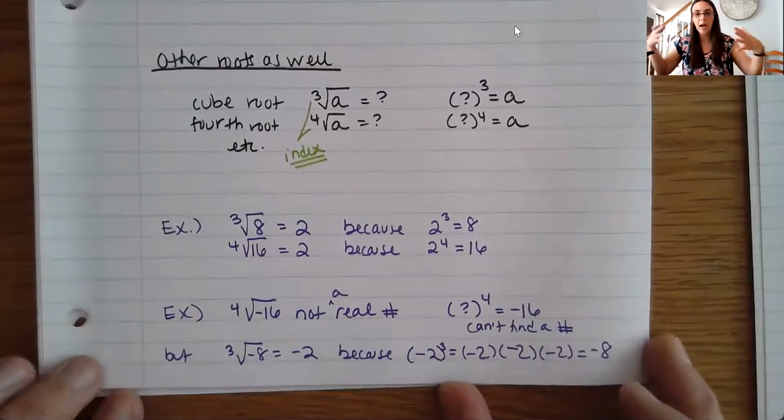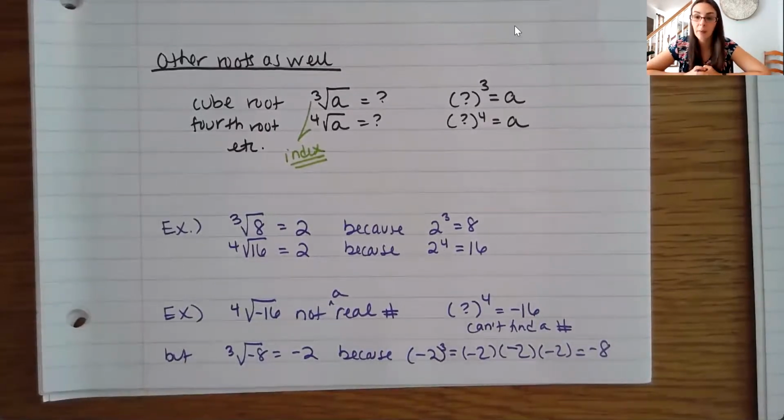So again, as you get higher up, it does get a little bit harder to think about. Negatives are okay for cubes because you can have that extra negative left over when you multiply. They're not okay for fourths because if you multiply something else 4 times, all the negatives would cancel.